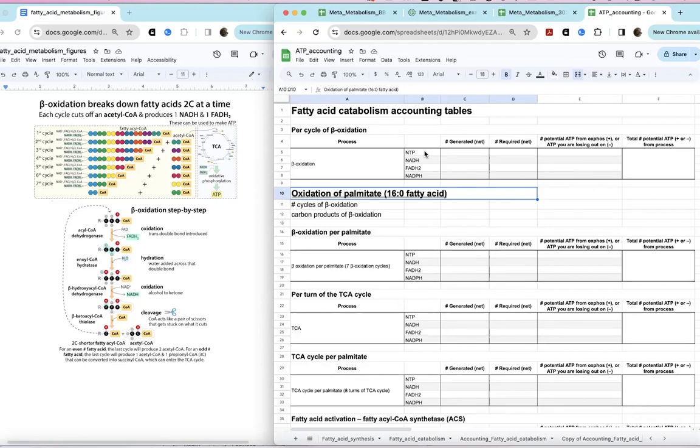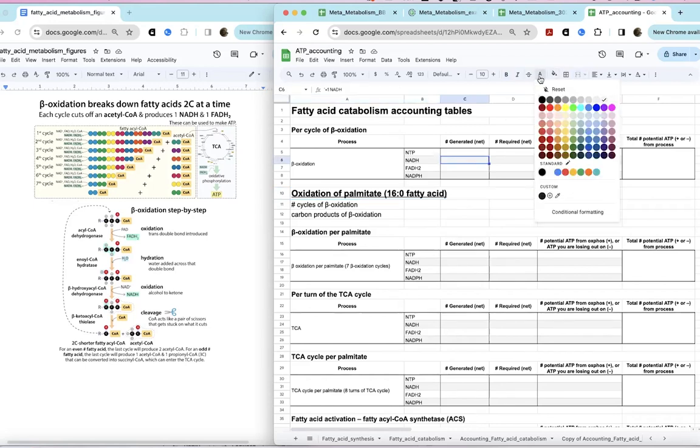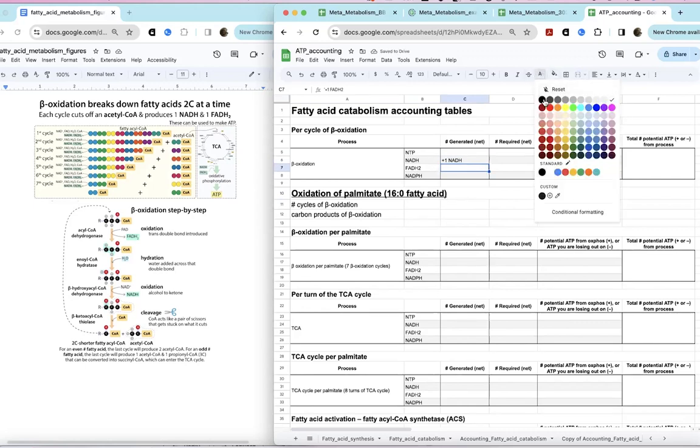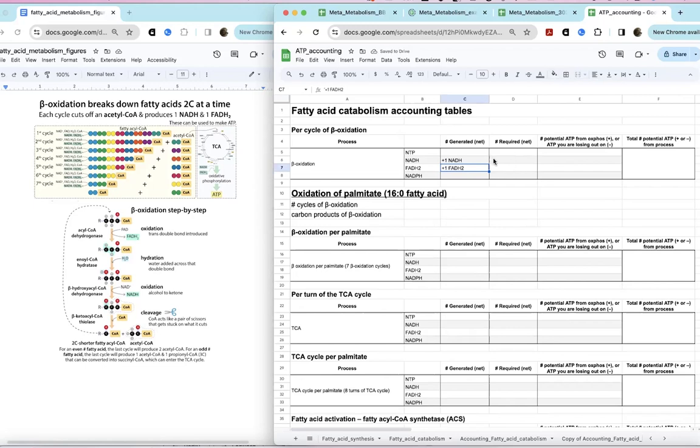This is important because in things like our citric acid cycle, some of the isozymes, some versions in some tissues or in some animals, are going to make GTP, whereas others make ATP. So for the purposes of this, we're going to consider them equivalent. For each cycle of beta oxidation, we now want to consider, do we generate any of these? Do we require any of these? So we are going to generate an NADH, and we're going to generate an FADH2. We're not going to require any of these.